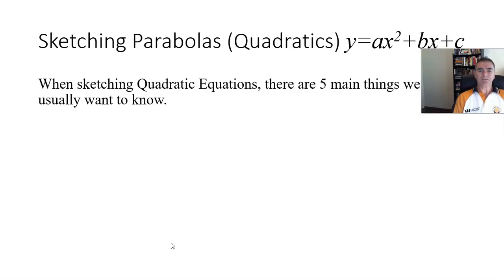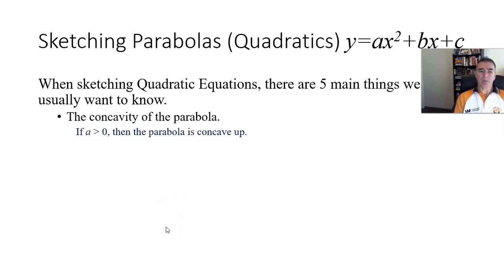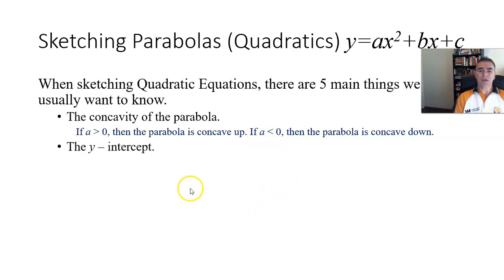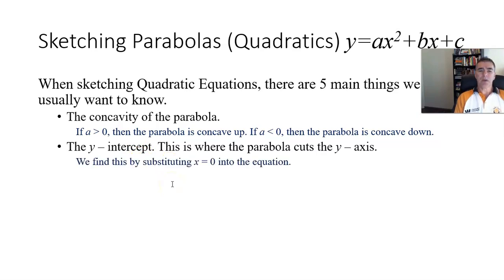So let's get started. Remember, there's 5 main things that we usually want to know when we're sketching a quadratic function to end up with our parabola. We want to know the concavity, so whether it's concave up or concave down. If the coefficient of x squared is positive, it's concave up, and if it's negative, it's concave down. We also want to know where the parabola cuts the y-axis, known as the y-intercept. We just substitute in x equals 0 for that.